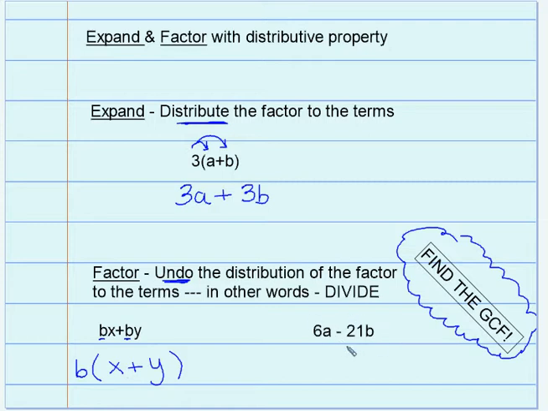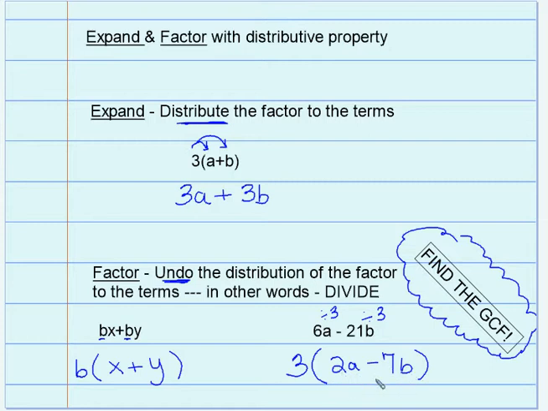The second example, we need to find the greatest common factor between 6a and 21b. Greatest common factor, I think, is 3. So I'm going to put a 3 outside here and divide both of those by 3. So 6a divided by 3 would be 2a minus, what is 21b divided by 3? It would be 7b.